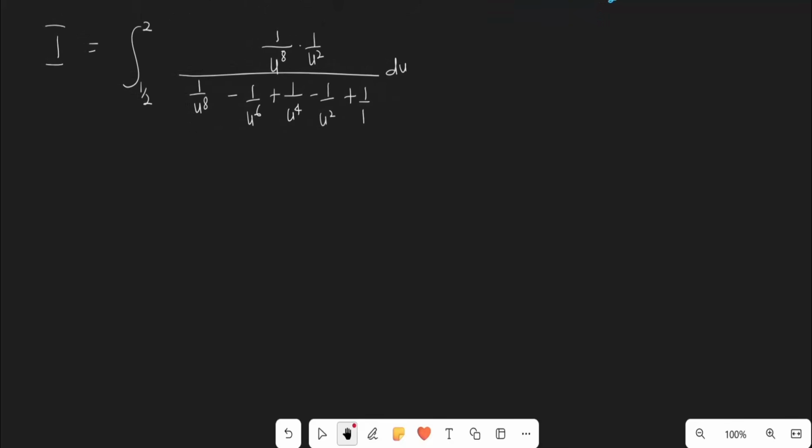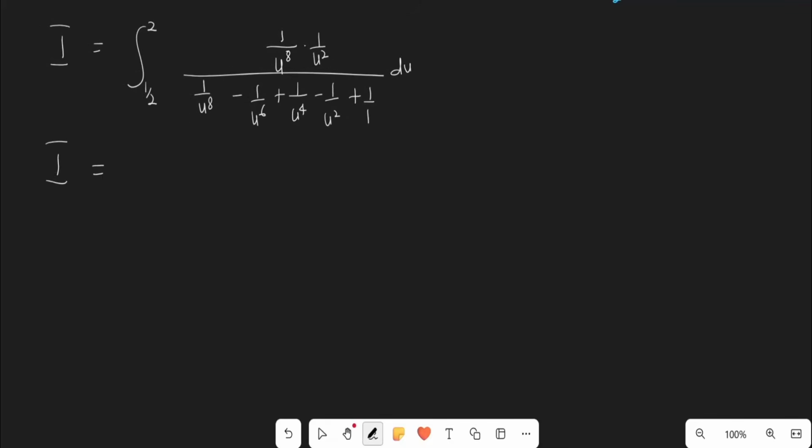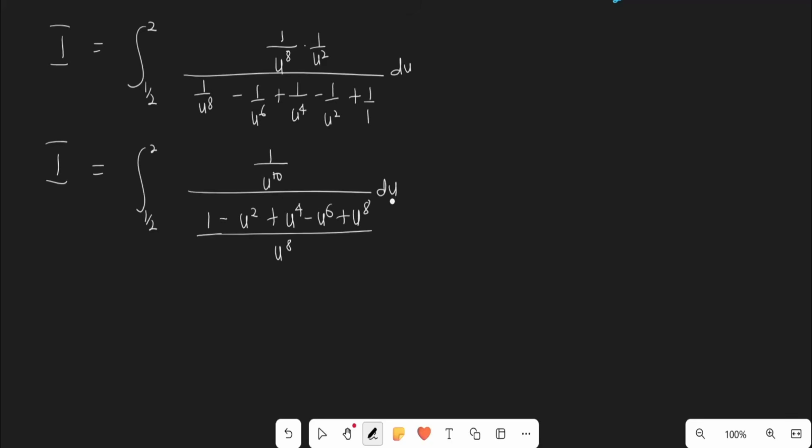Alright, cool. So this is what we have, and now I here is going to be equal to the integral from 1/2 to 2 of 1 over u raised to the power 10, divided by, here the LCM is u raised to the power 8. So when we do that, u raised to the power 8 divided by u raised to the power 8 is 1, and 1 times 1 is 1, minus this one divided by this, that is u squared times 1, now plus the next one is u raised to the power 4. Next one is minus u raised to the power 6, and the last one is positive u raised to the power 8, and this one du.